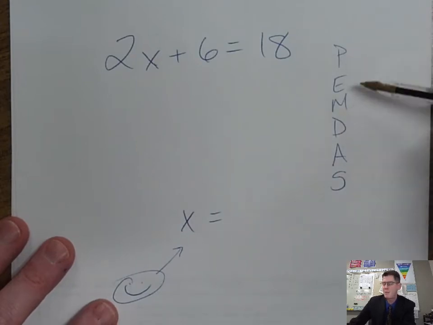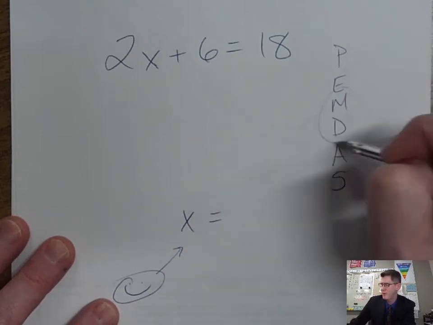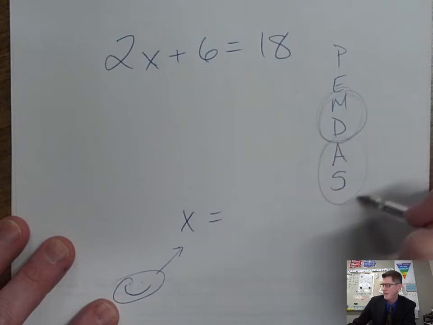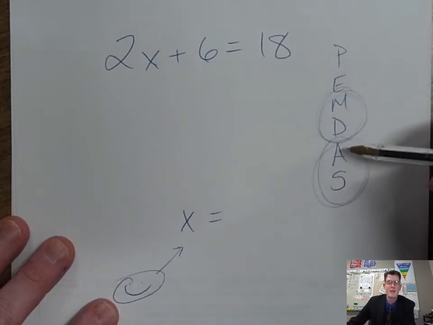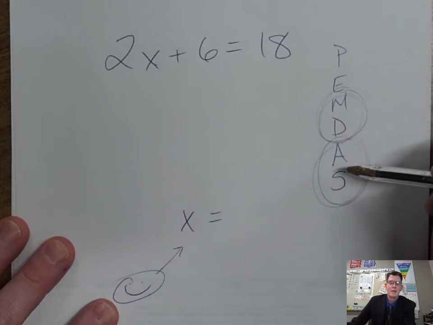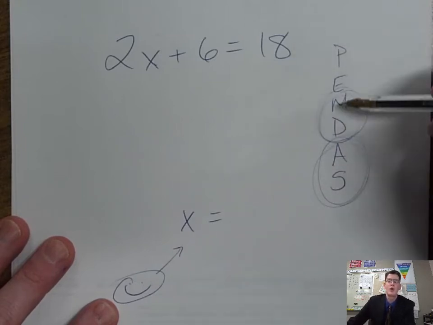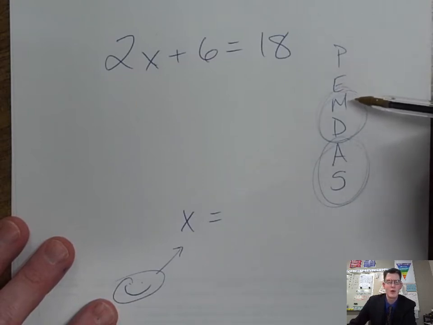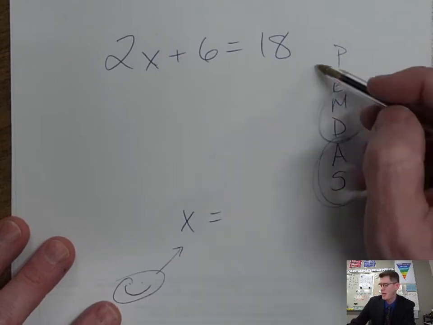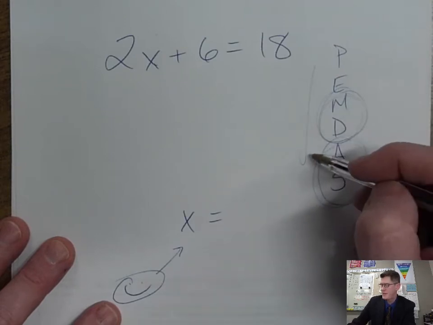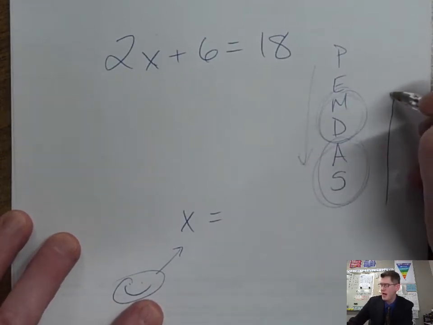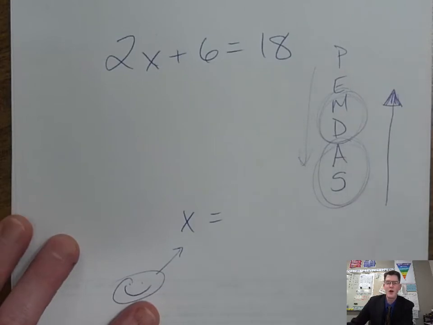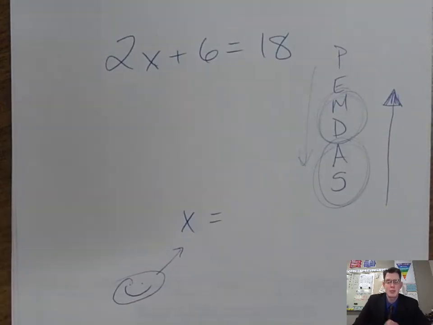You guys know PEMDAS: parentheses, exponents, then multiply and divide, and then add and subtract. You do things in that order when you work through math expressions. Multiply and divide you do in the same step, and then you do add and subtract. That's the way you do PEMDAS. Well, to solve these equations, you undo in the opposite order. If you're undoing something, you undo it in the opposite order.